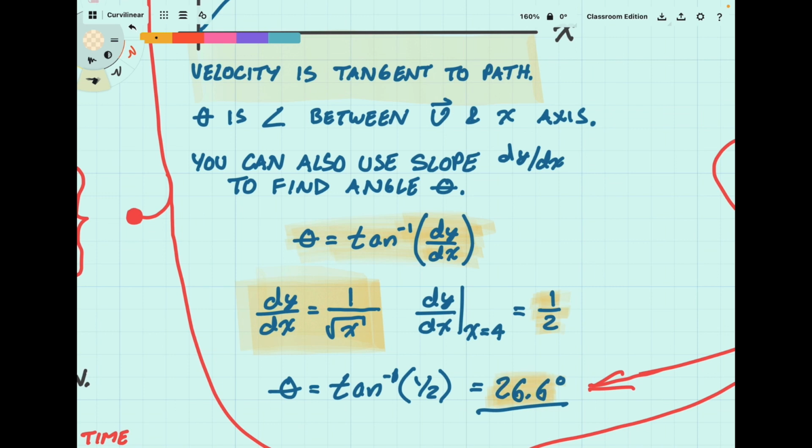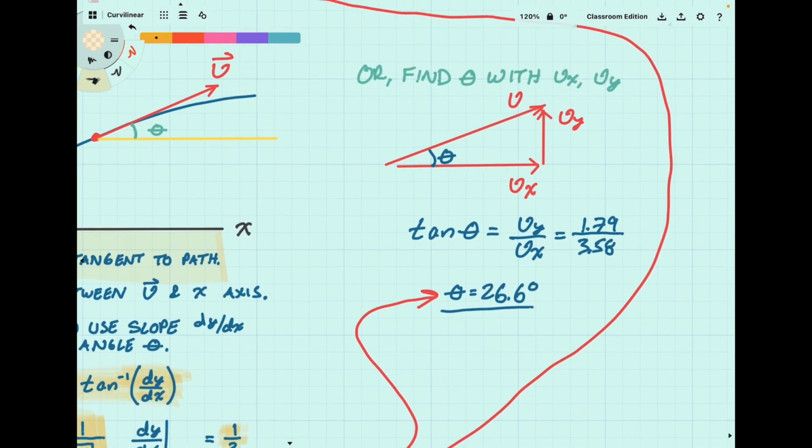Now, since we've got velocity terms, we can look at it that way too. We've got the velocity vector, it's tangent to the path along the diagonal. And we have solved for Vx and we have solved for Vy. Same thing, take the inverse tangent of Vy over Vx and we get the exact same angle, of course.